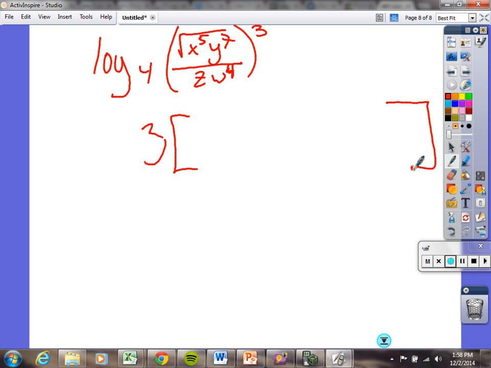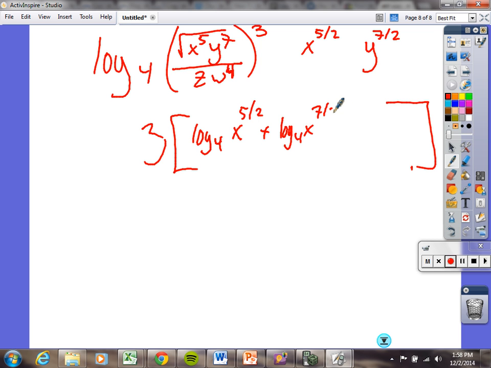Okay? I'm going to work with the top. Can somebody tell me another way to write x to the 5th underneath the square root? X to the 5 halves. How can I write y to the 7th underneath the square root? Y to the 7 halves. Okay? So therefore, I'm at log base 4 of x to the 5 halves. I could distribute all the 3 times. Log base 4 of x to the 7 halves.